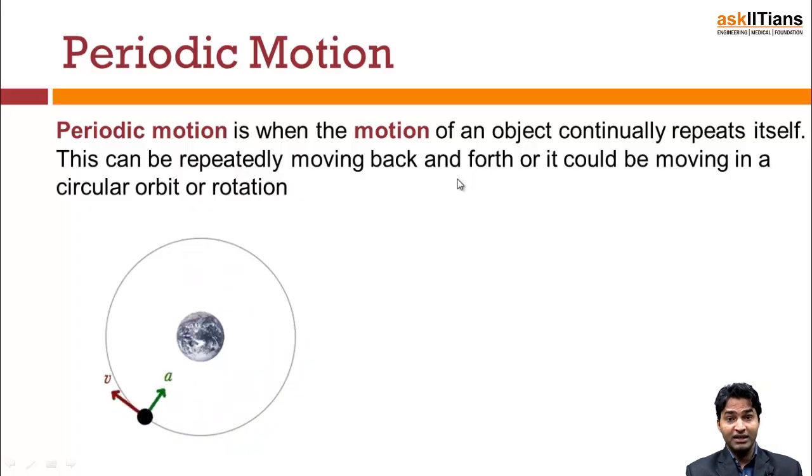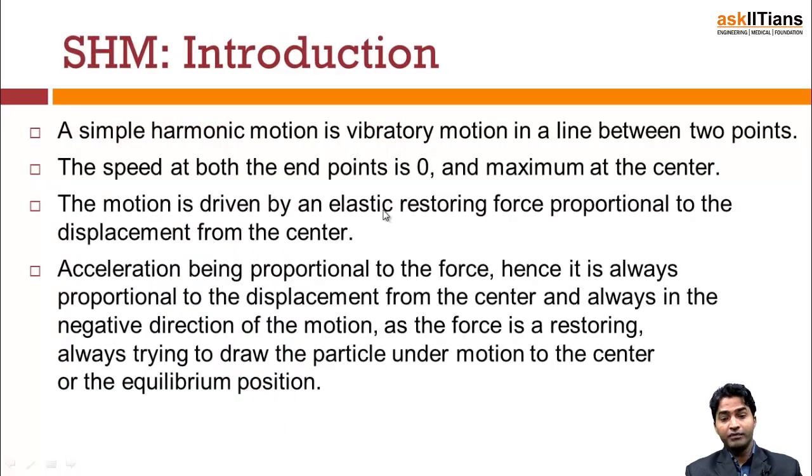If any motion is back and forth, and periodic, and in it the acceleration is directly proportional to the negative of the displacement, that is called SHM. So SHM is a part of periodic motion, right? Now we would like to discuss the second part. What are the basic introductory factors involved in simple harmonic motion? We can say a simple harmonic motion is a vibratory motion in a line between 2 points.